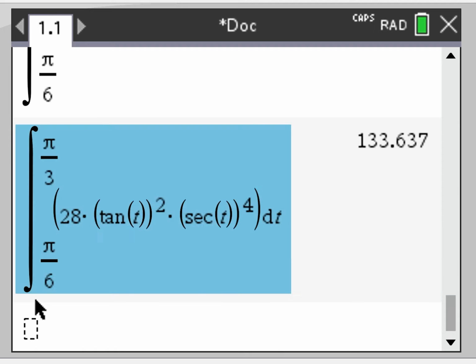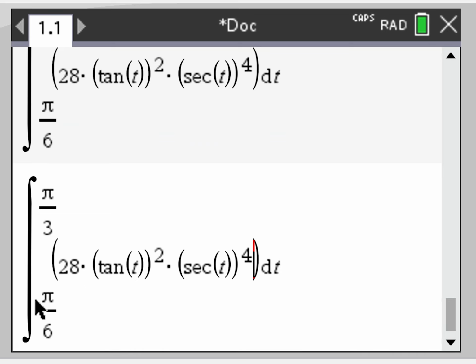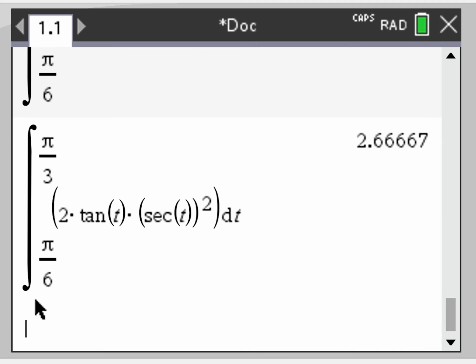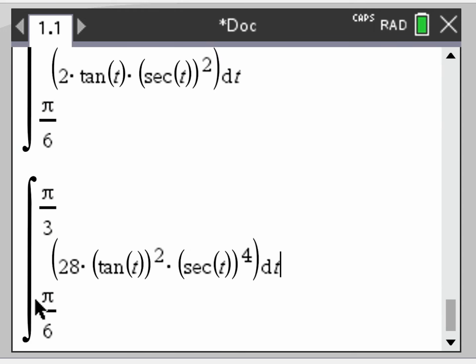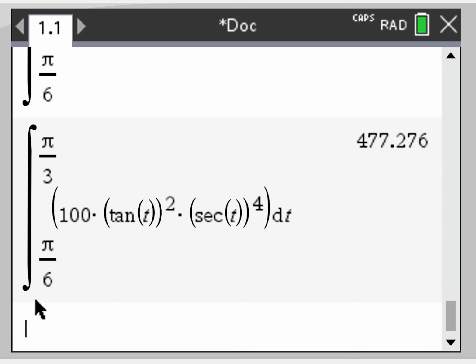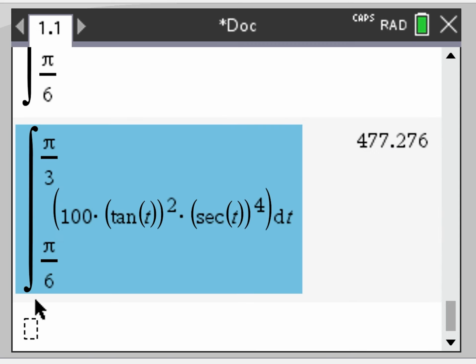Let's try option C. So option C is basically this, but this is squared, and tangent isn't squared, and this is going to be 2 rather than 28. And that is option C. Okay, just making sure I did it correctly. Okay, not this either. So option B now. So we'll take this down, and nothing changes other than this becoming 100. 477. No.